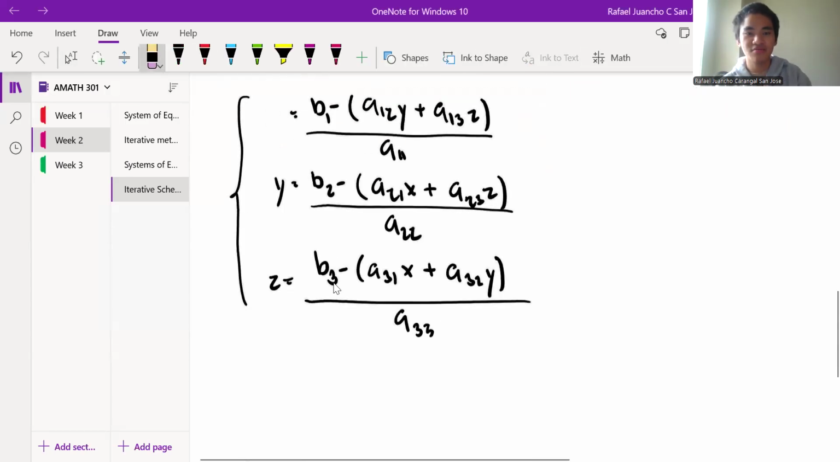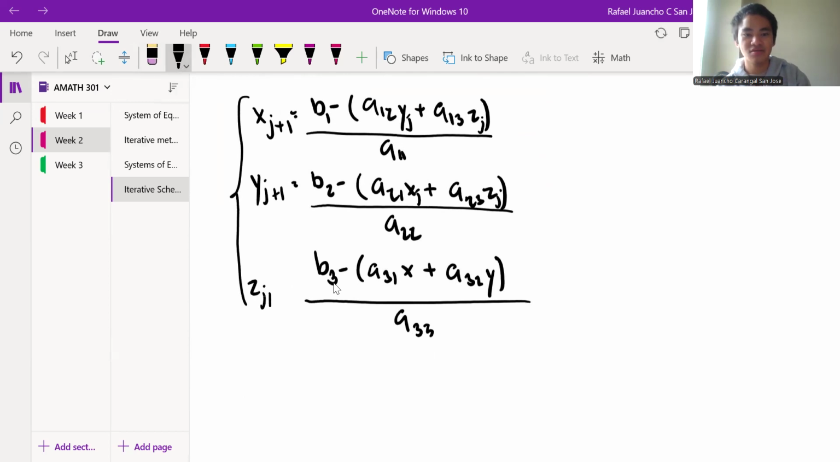So what we're going to do instead of just x is add plus 1. These are yj, zj, xj, zj; y is j plus 1. So that's what we're doing here. We're basically getting better and better solutions as we solve this system, or as we start from some initial guess. Okay? So that's what's happening here.